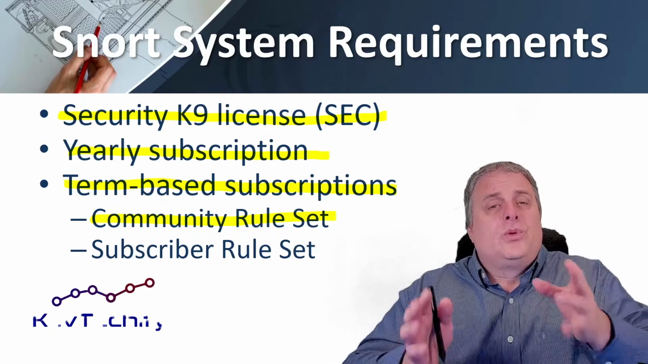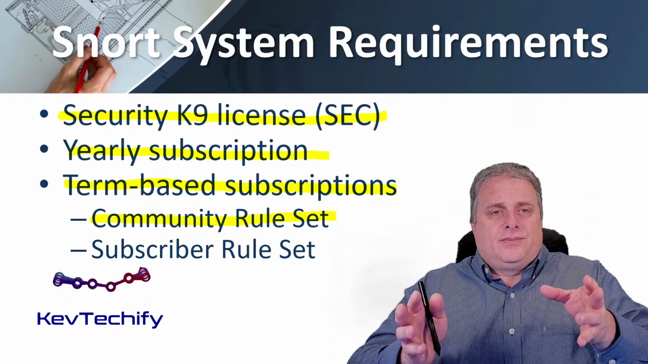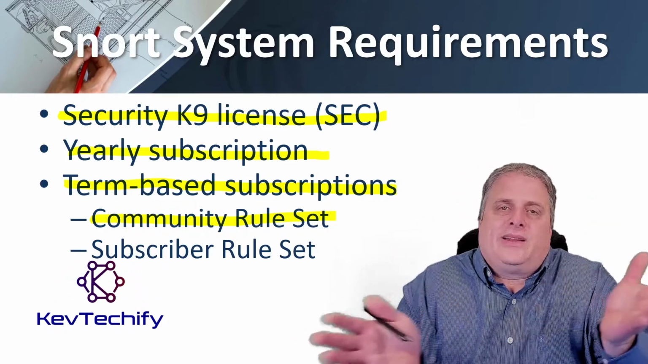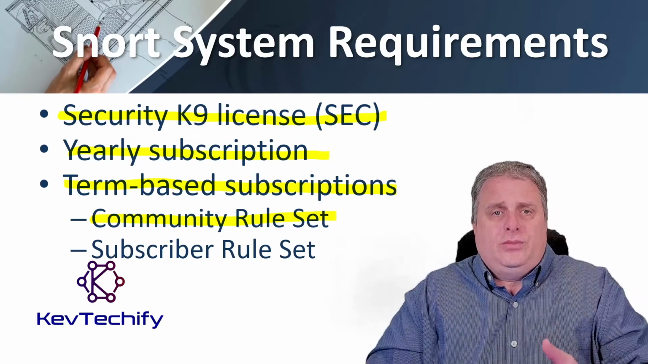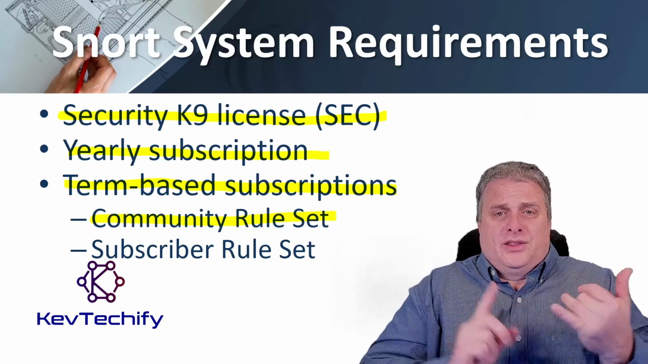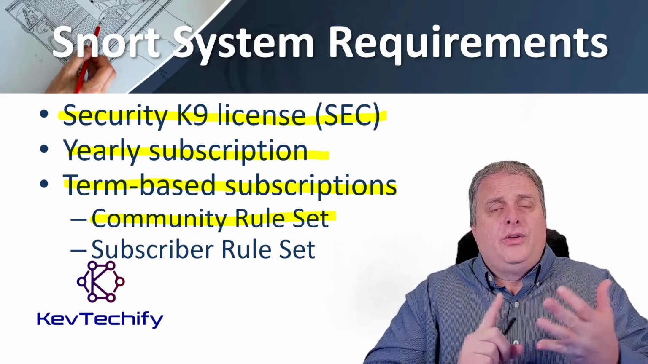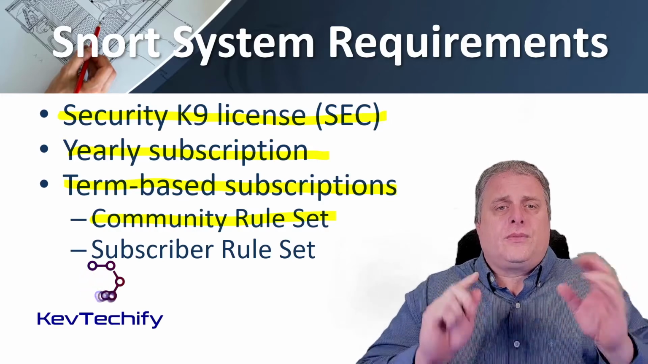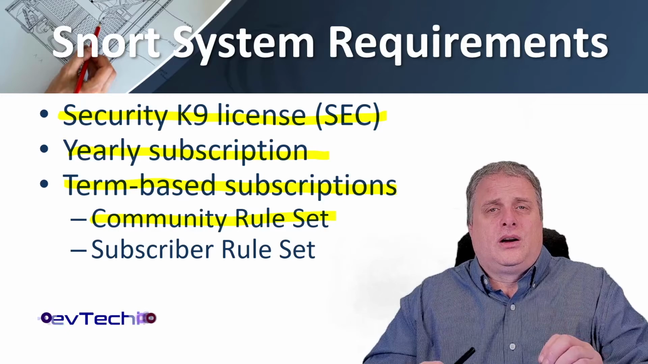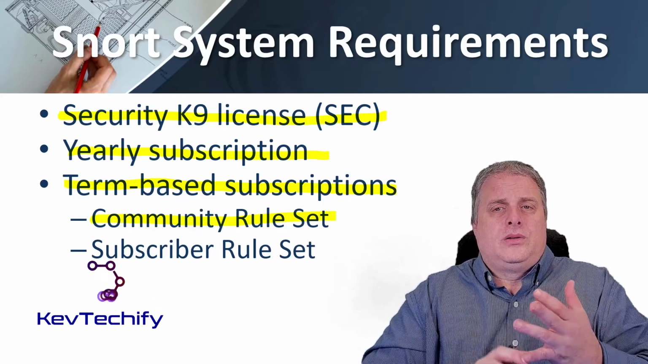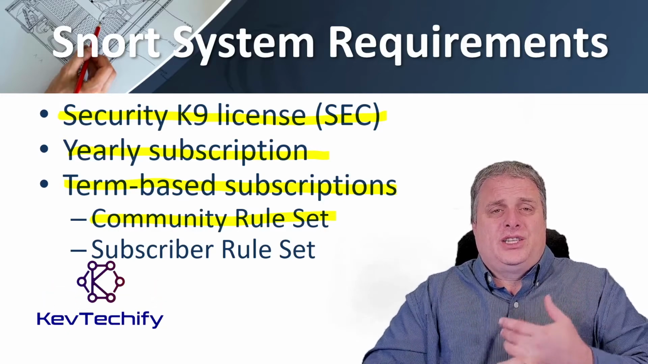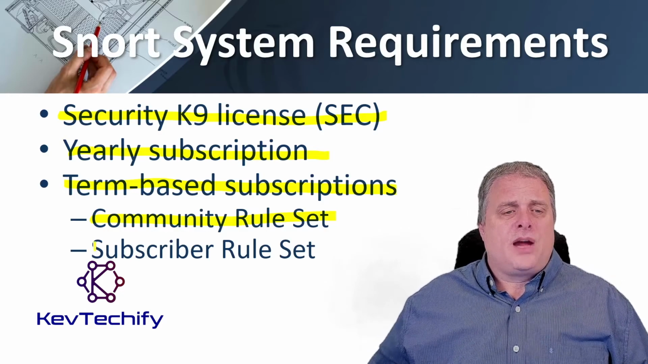The community rule set is sort of the cheaper way to go. And I'll be honest with you, it is the cheaper way to go. But remember, there's a 30-day delay and you get no Cisco support. If you want the quicker access to the updated signatures, you have to go with the subscriber rule set.